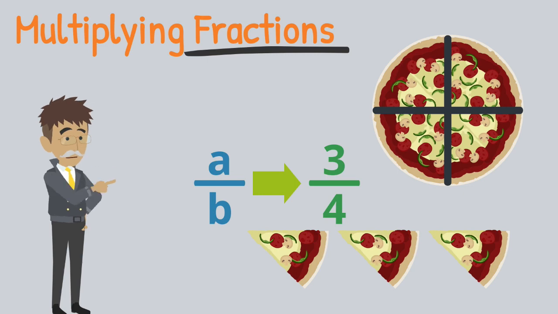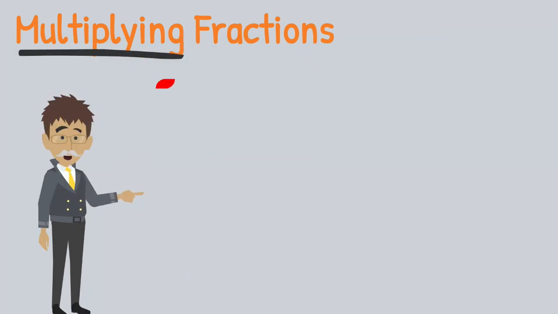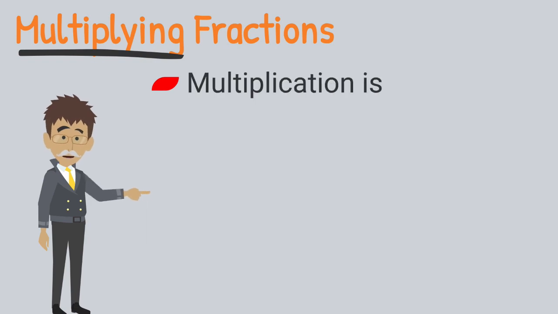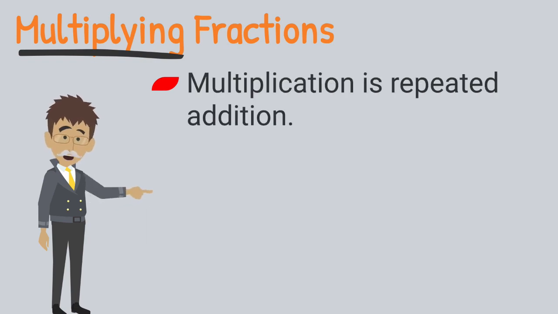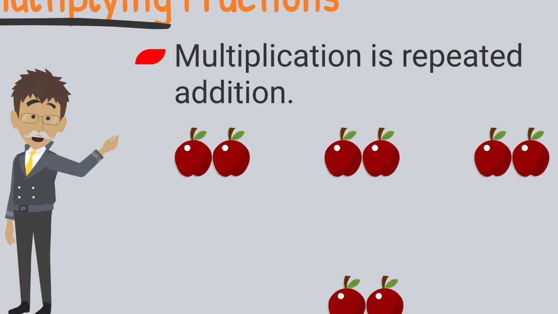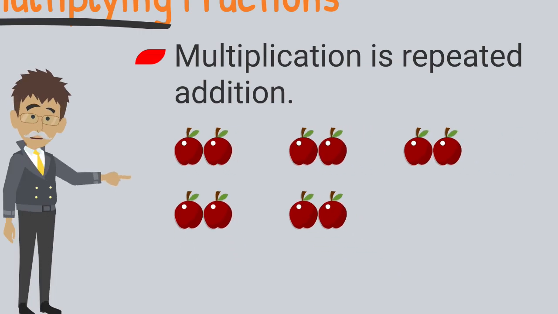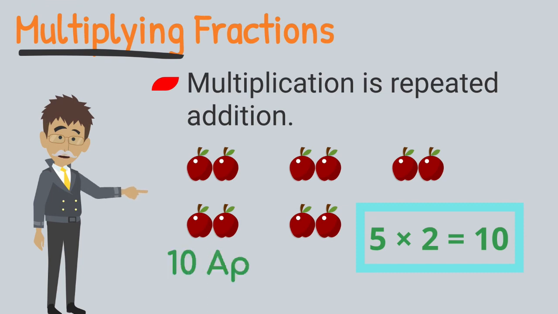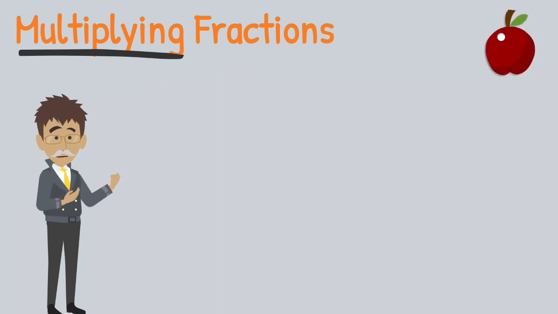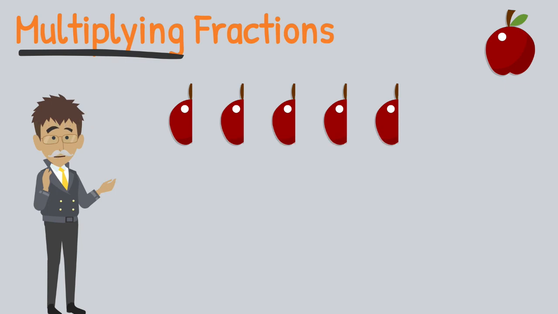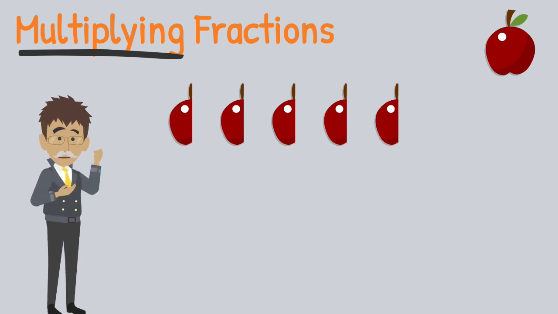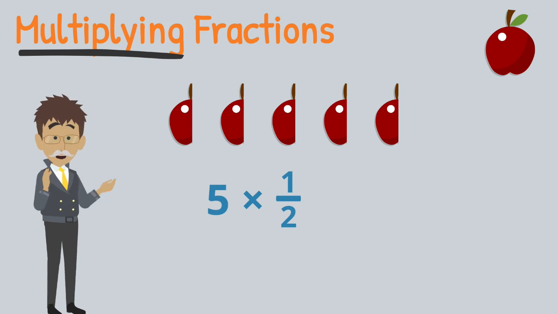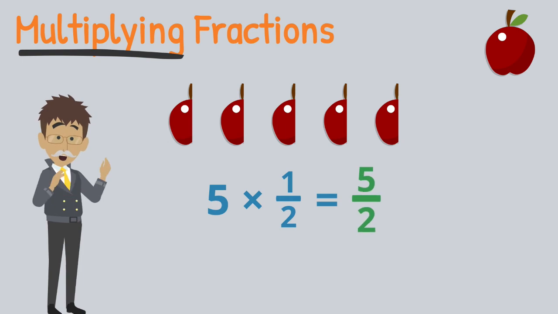When you learned about multiplication, you may remember it being called repeated addition, as it is a way to count groups, sets, or rates. For example, if we have 5 groups of 2 apples each, we can represent this as 5 times 2 equals 10, or 10 apples. Similarly, if we have 5 groups of a half apple each, we can represent this as 5 times 1/2. Notice that this gives us 5 half apples, which is the fraction 5/2.